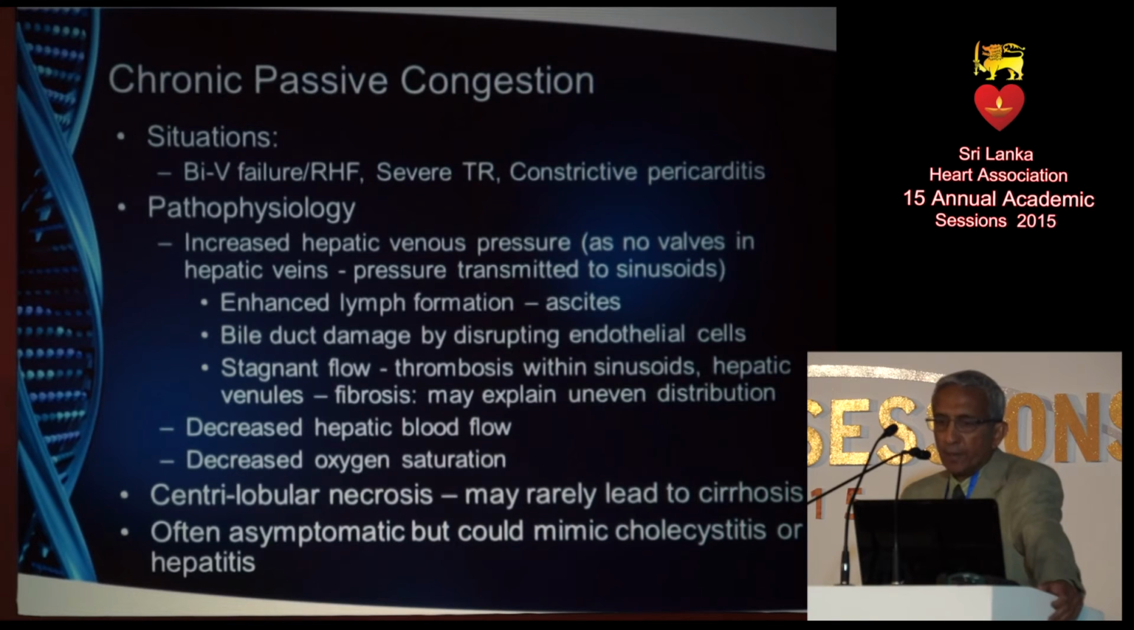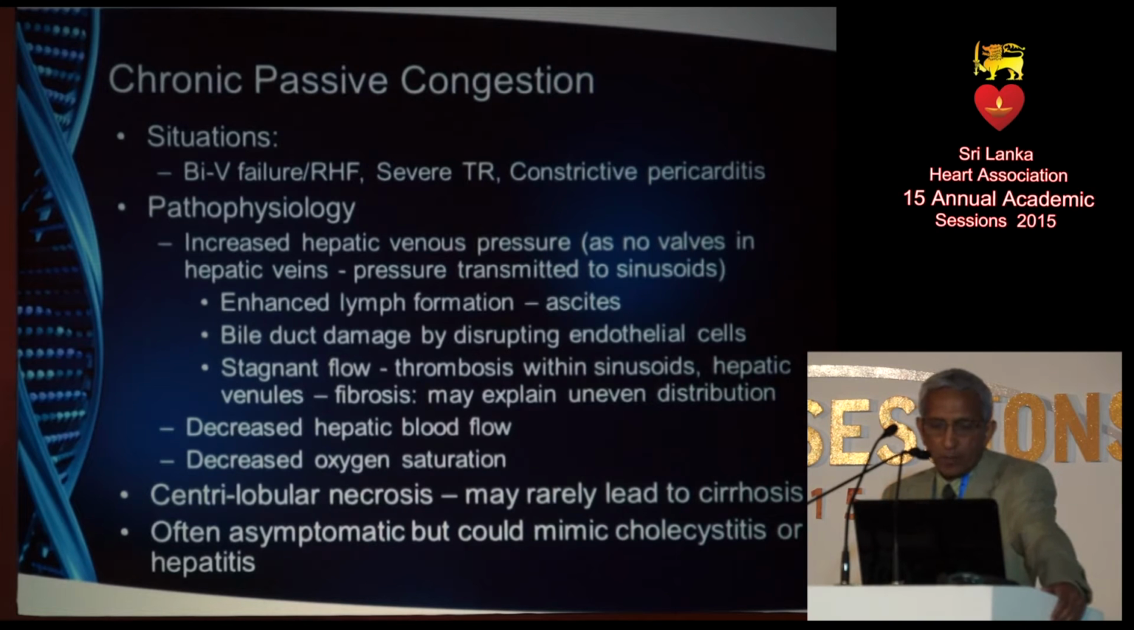In addition to the increased hepatic venous pressure, depending on the cardiac output, there could be decreased hepatic blood flow as well, which would again make matters worse. And then you have decreased oxygen saturation. So ultimately, when you look at the acute hypoperfusion affecting the liver versus chronic hypoperfusion, there's a lot of overlap, both on the supply side as well as the increased venous pressure side.